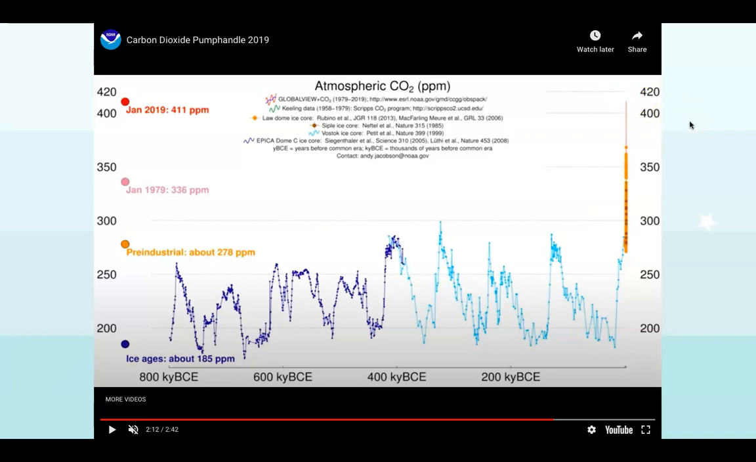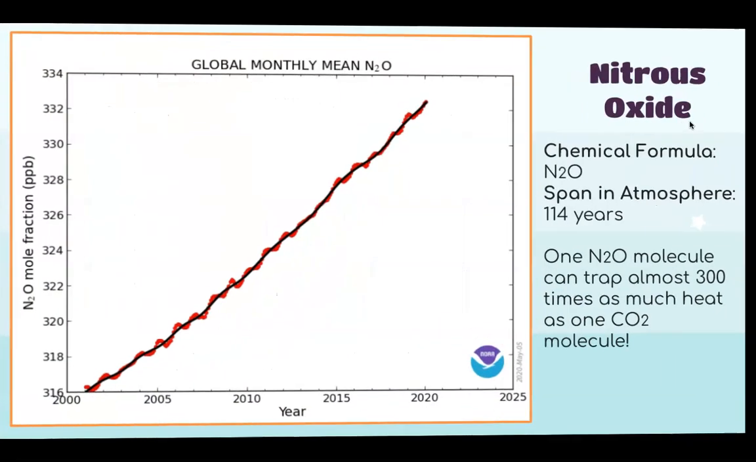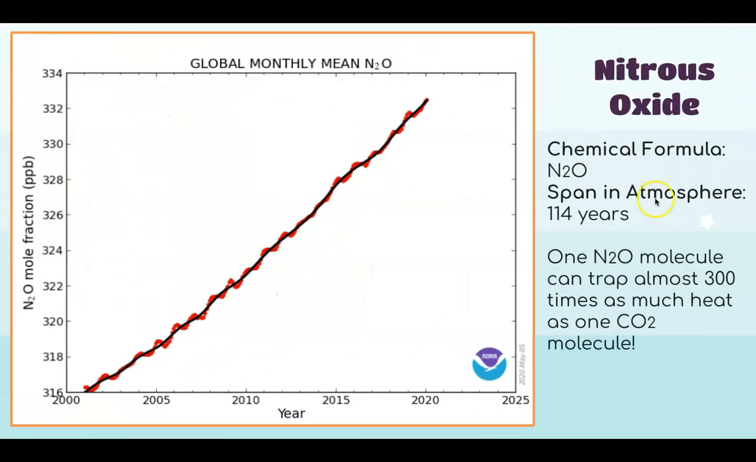Carbon dioxide is not the only greenhouse gas. Let's look at some other greenhouse gases. Nitrous oxide is another greenhouse gas. A nitrous oxide molecule that's released into the atmosphere will stay in the atmosphere for 114 years on average before it's either destroyed through chemical processes or it's stored in what we call a sink, which we'll talk about later.